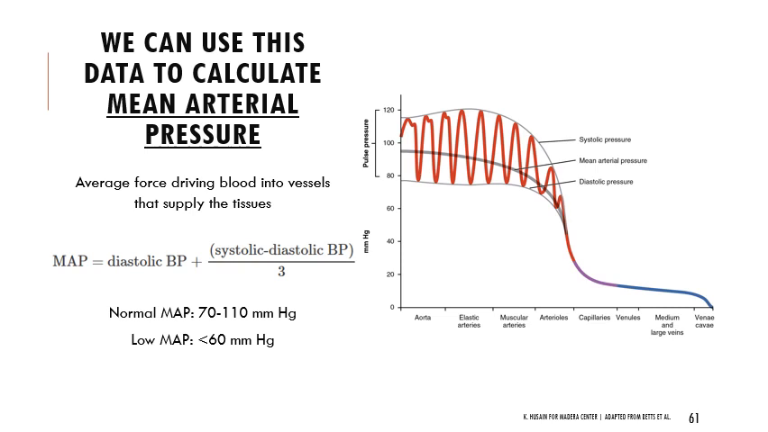A normal mean arterial pressure is about 70 to 110 millimeters of mercury. A low MAP value is less than 60. And so this kind of gives us information about blood flow, about blood force. Low measurements are indicative of ischemia or insufficient blood flow, which can then lead to hypoxia or inadequate oxygenation because you're not having that fresh oxygenated blood flowing into body tissue.